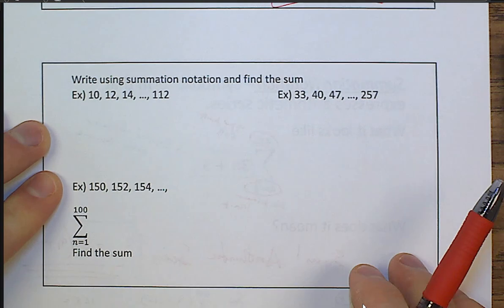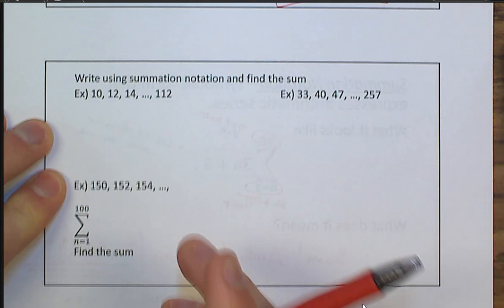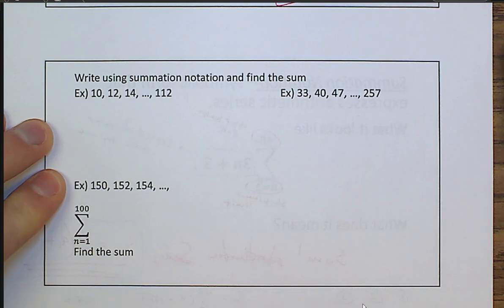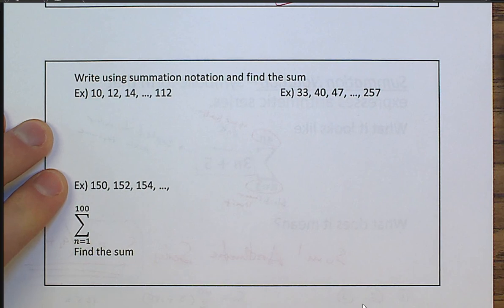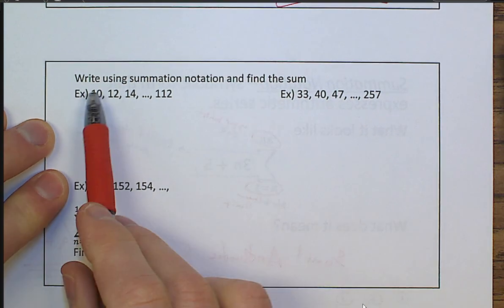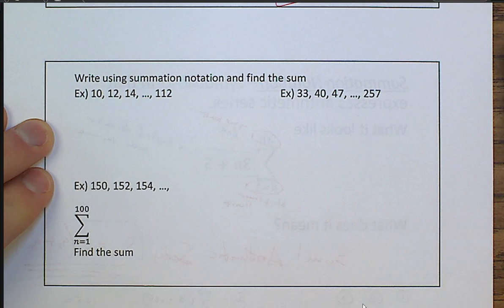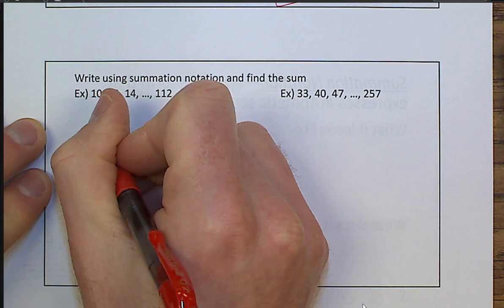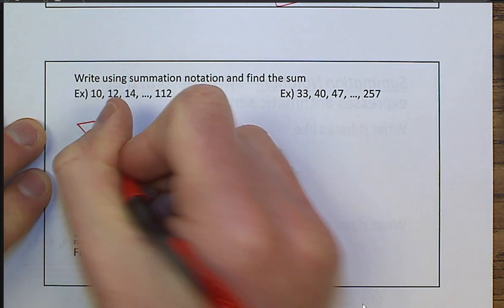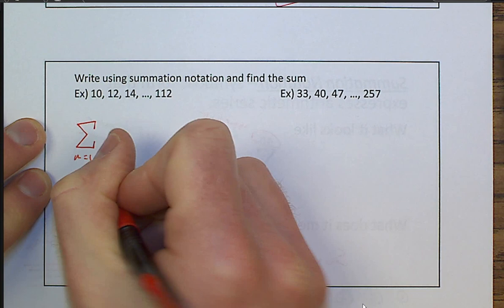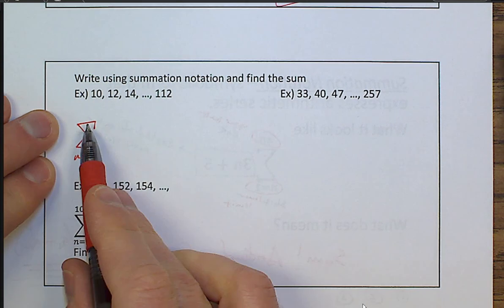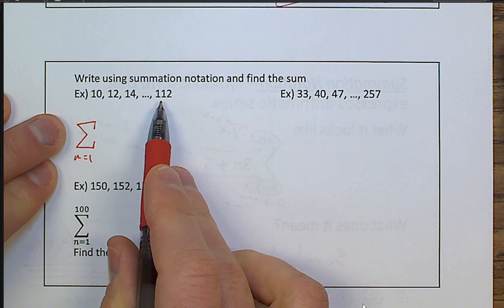So this says write using summation notation and find the sum. So now I'm going to give you a sequence, and I want to see if you can write it in summation notation. All right, so let's write our summation notation. I know I'm going to start at n equals 1. Do I know what my upper limit is, how many terms I have? I don't. We're going to have to figure that out.